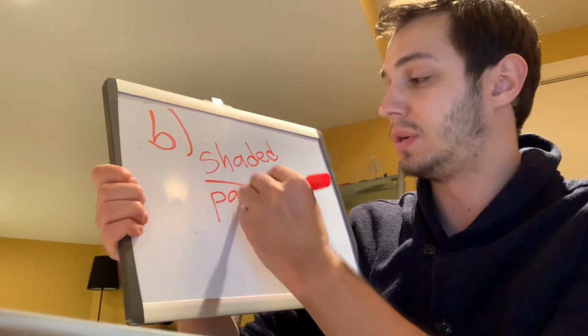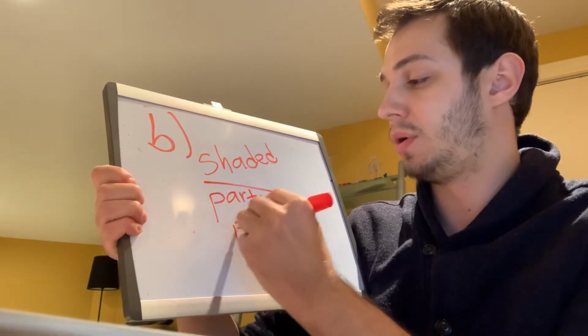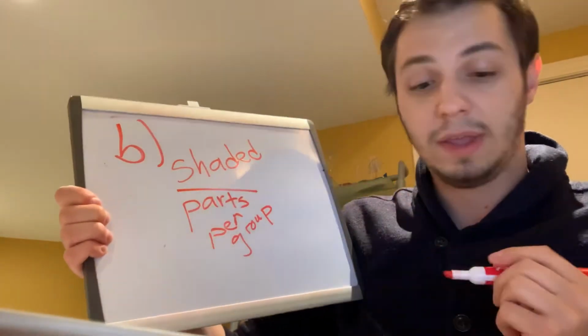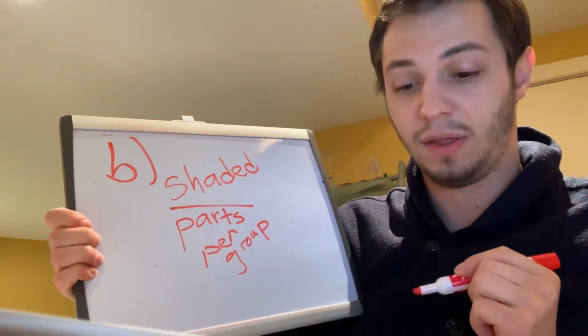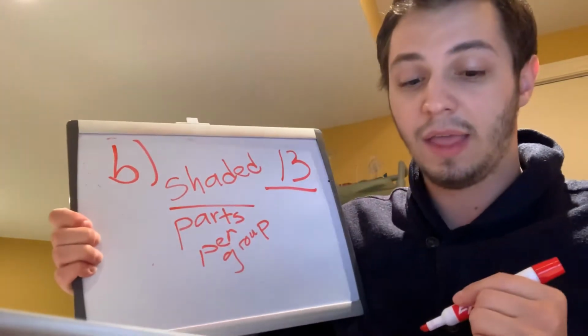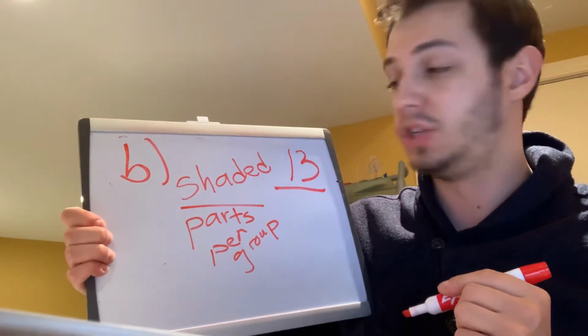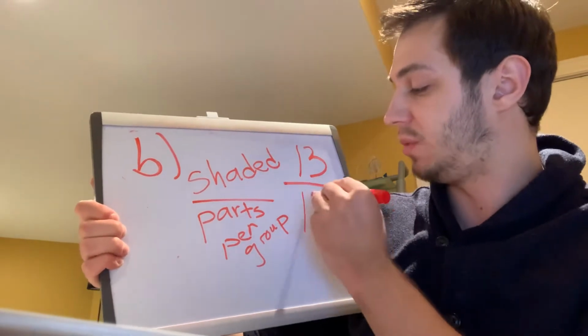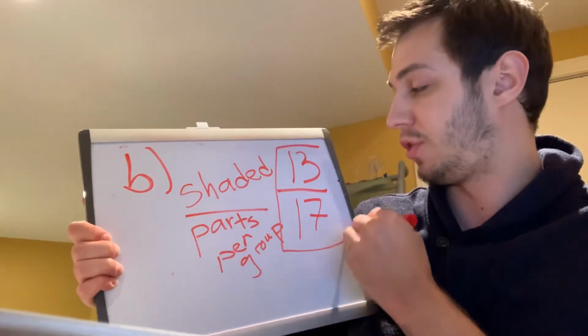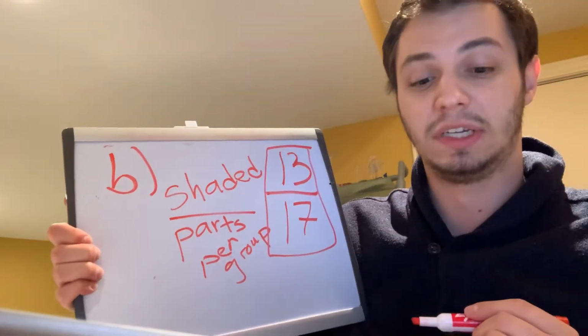So parts per group. For part B, it tells us that 13 parts are shaded, so 13 will be your top number. And then there are 17 parts in each group, right? So 17 will be your bottom number. So our fraction is going to be 13 over 17.